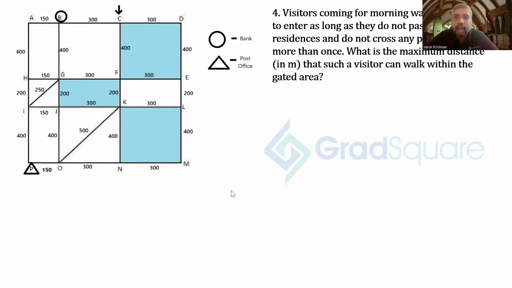It says that visitors coming for morning walks are allowed to enter as long as they do not pass by any of the residences and do not cross any point more than once. What is the maximum distance that such visitors can walk within the gated area? So they cannot go from A to H. Like these two vertices, they should not touch at all. L to M also, they should not touch at all. And every single vertex, again, they can touch at most once. So they cannot touch a point more than once. Again, this will require a bit of trial and error.